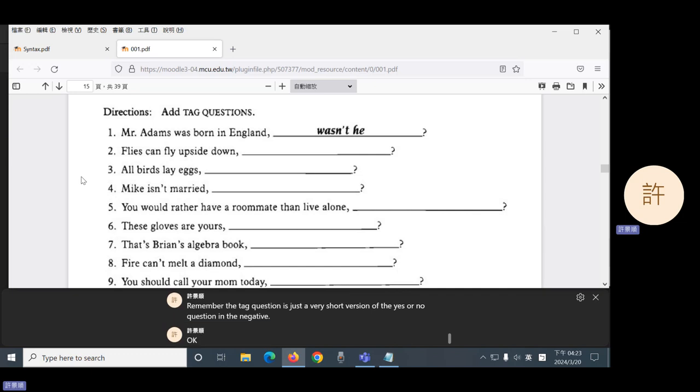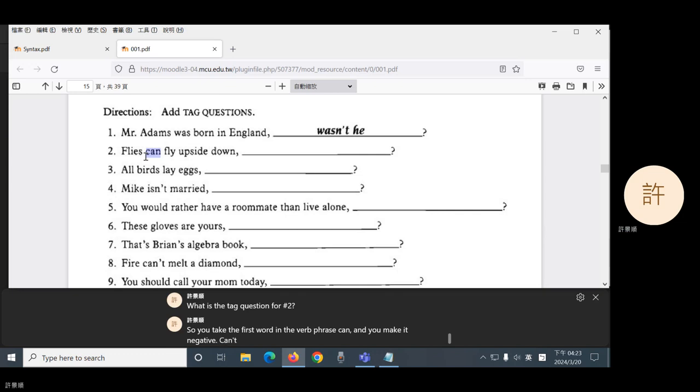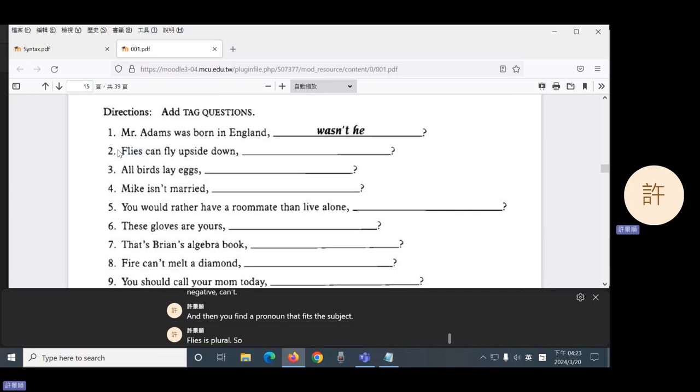Okay, question two. What is the tag question for number two? So you take the first word in the verb phrase, can, and you make it negative, can't. And then you find a pronoun that fits the subject. Flies is plural, so this should be they. The tag question is, can't they? Okay?